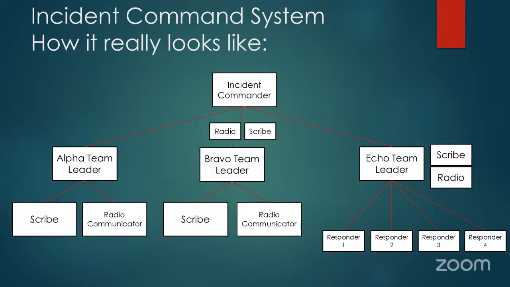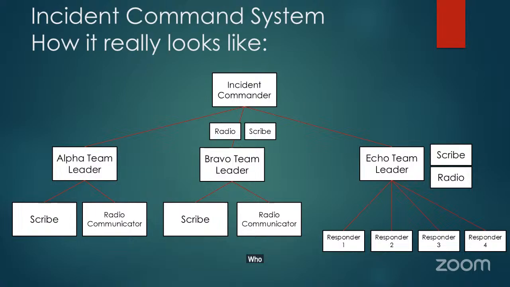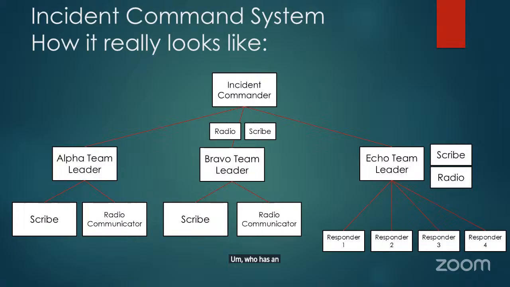But as the teams grow, now you need to start tracking, okay, where are my people? Who should be reporting to me? If I have three teams in the field, I have two damage assessment teams, each with a team leader, radio operator, and scribe, and one incident response team, who has an incident team leader, scribe, and radio operator, but also two responder pairs. Who's reporting to me?